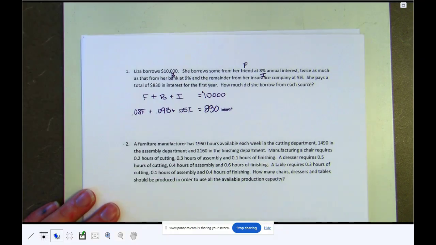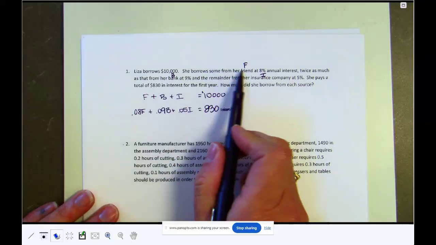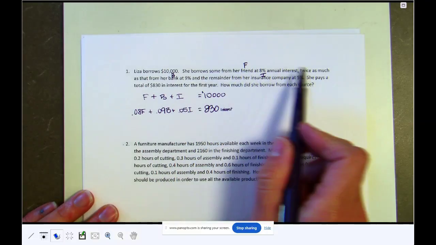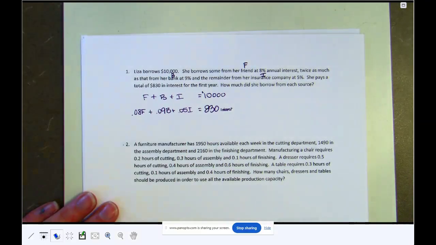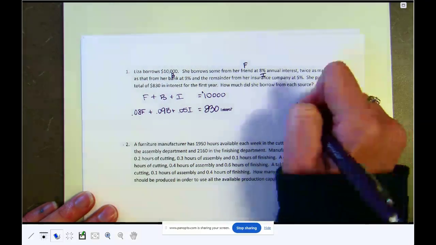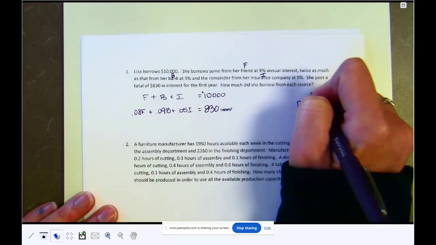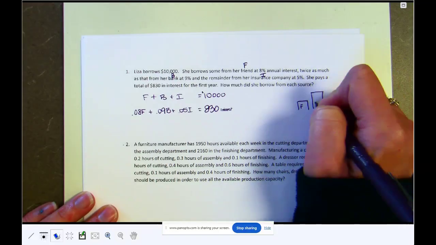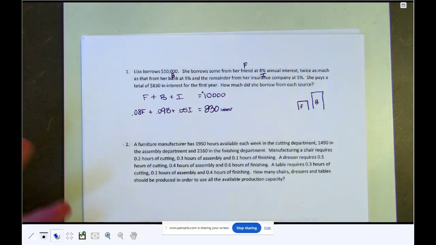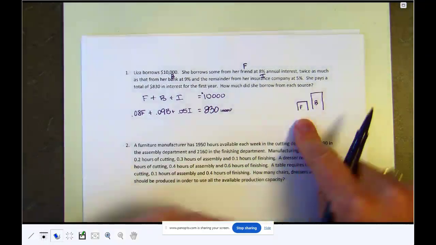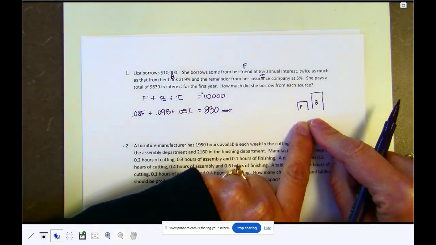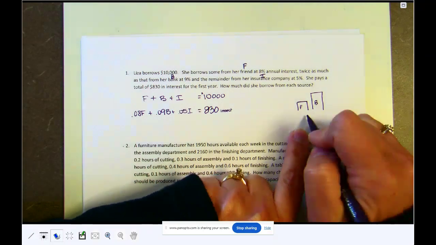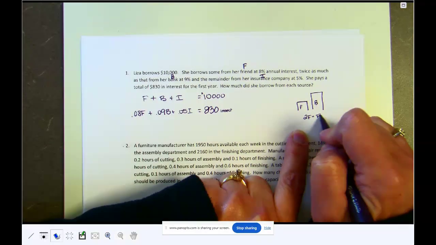Okay, here's the last equation. It says she borrowed some from her friend and twice as much as that from her bank. So she borrows from her friend and she borrows twice as much from the bank. Listen, don't make the bars if you don't want them, but you got to be able to write the equation right. So what would my equation be? 2F equals B.